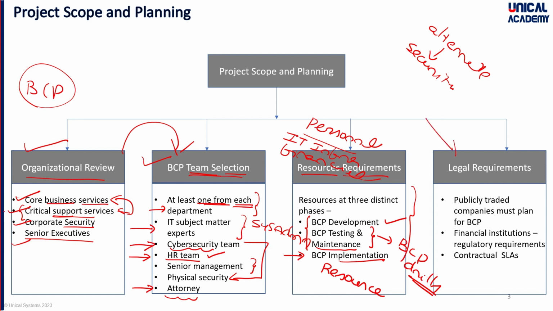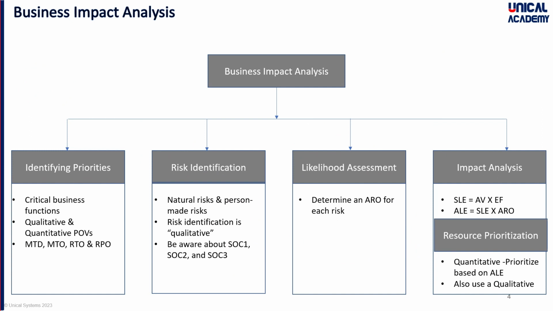Last but not least, during scope planning is involving the legal team, also understanding the regulatory requirements of the industry that the particular organization is handling, as well as agreed contractual service level agreements with the customers that need to be legally honored or contractually honored, because these SLAs are signed. This ends the first section of BCP, project scope and planning. Let's go to the second one. After scope planning, now the second is business impact analysis.